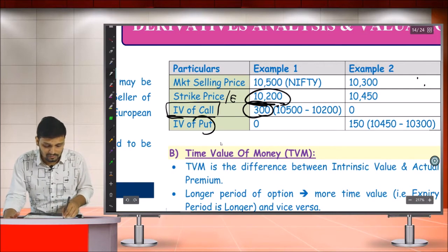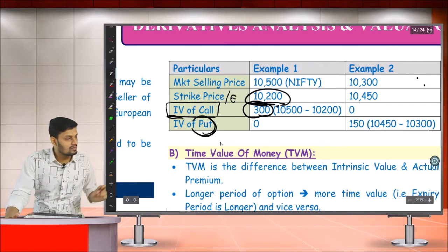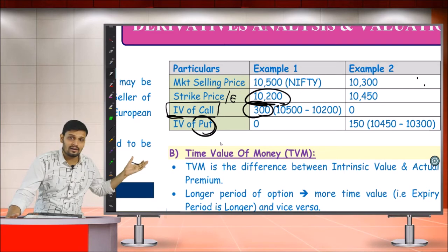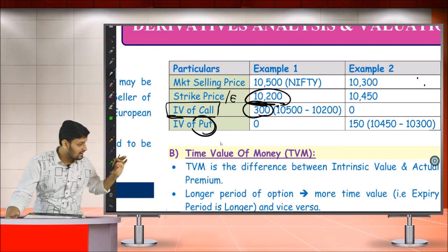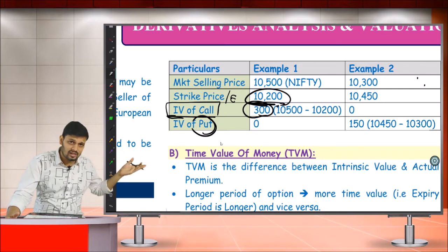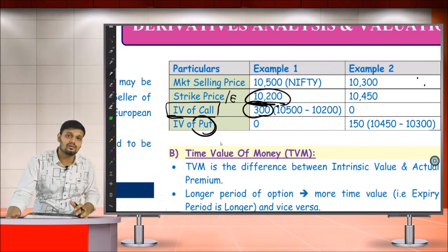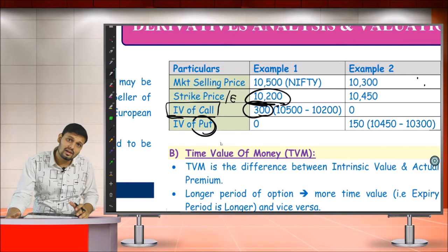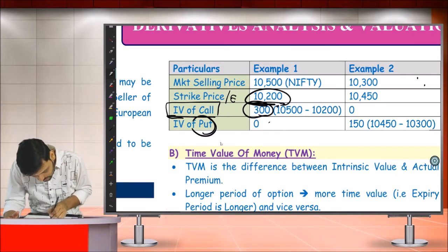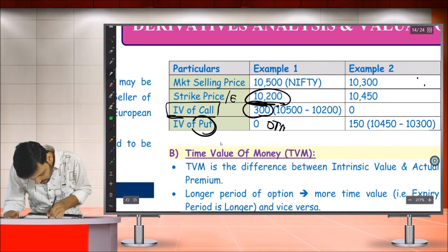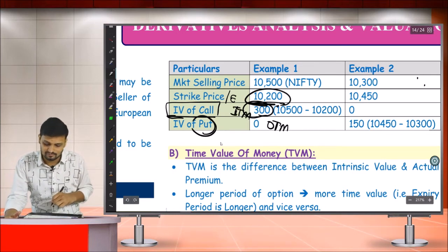Now think from the put option point of view. In the market, you can sell it at 10,500. You have kept a strike price of only 10,200. That means you have the right to sell at only 10,200. That means you are out of the money here. This is in the money. This is out of the money.